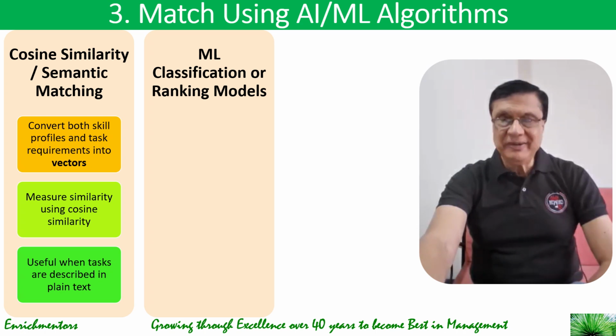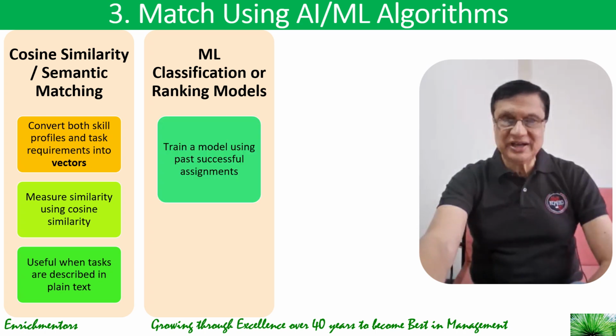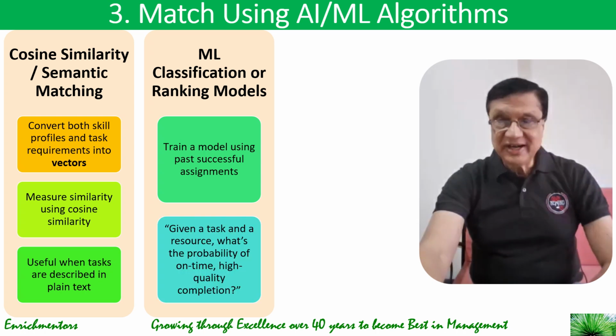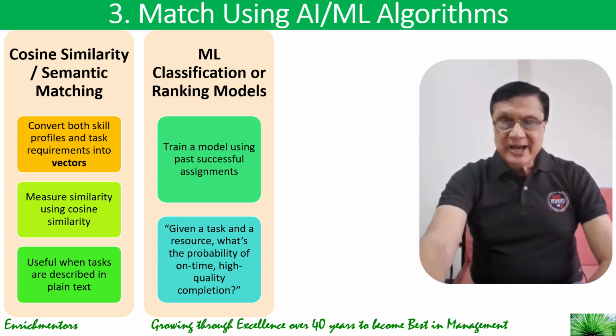The second approach is to use ML classification or ranking models. There you train a model using past successful assignments. Say, given a task and resources, what is the probability of an on-time, high-quality completion? And the inputs there are the task type, skills, past success rate, workload, and the output is the best fit team members. So that's what ML classification can do.